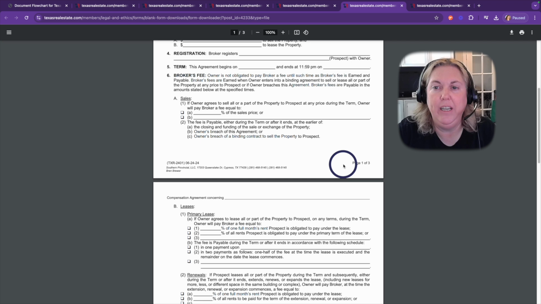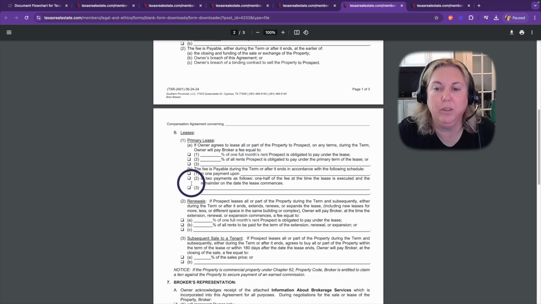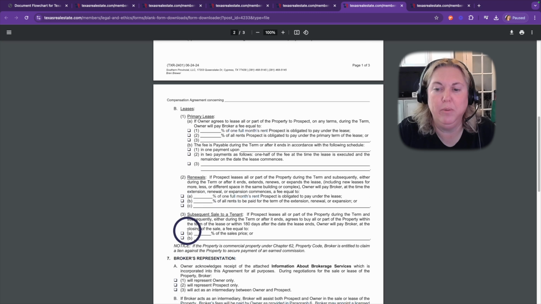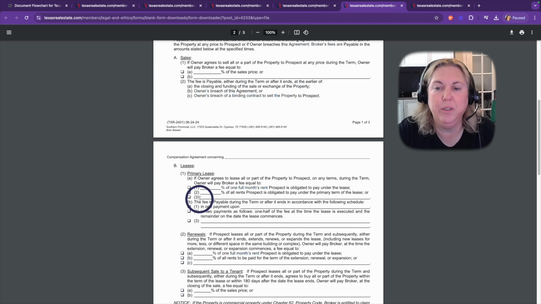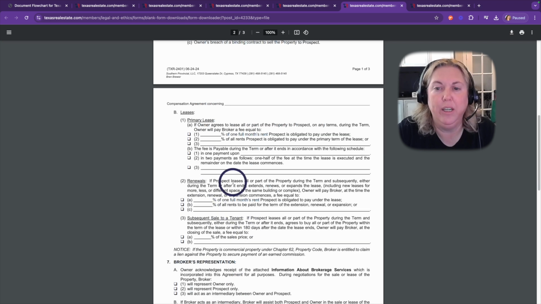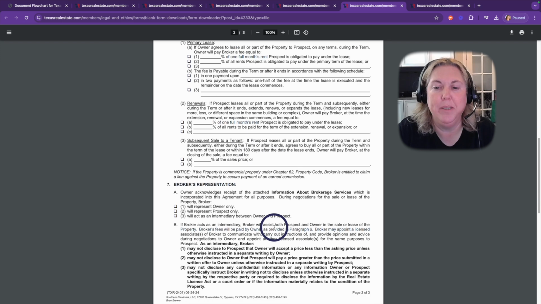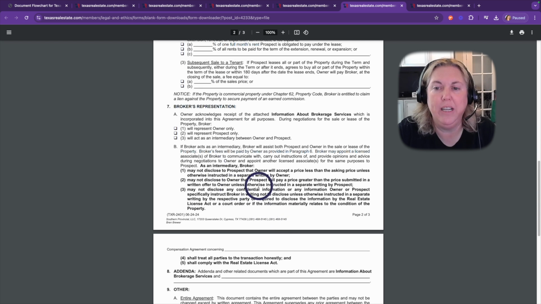And then it says broker's fee. Owner is not obligated to pay broker a fee until such time as broker's fee is earned and payable. And then you will put here what you and the seller have agreed to pay you. A1A is a percent of the sales price, and then you could put a flat fee, or you can do B for leases, 2 would be renewals, and 3 would be a subsequent sale to a tenant. So those are the three ways: sales, leases, renewals. Those are the three ways that you could get paid on a possible property from the owner if they were not offering cooperating compensation.